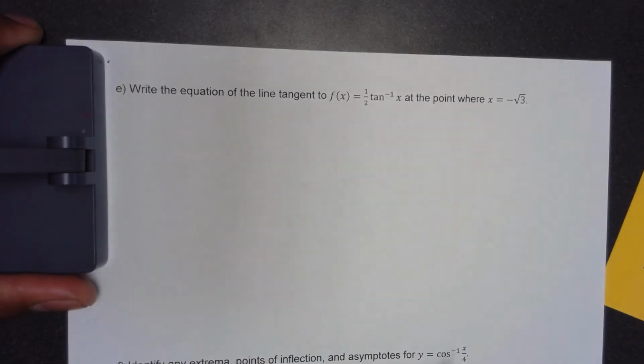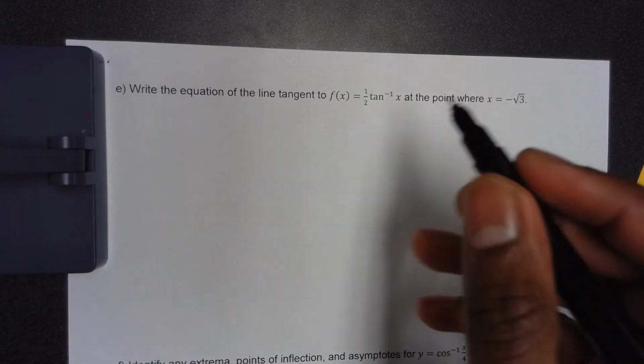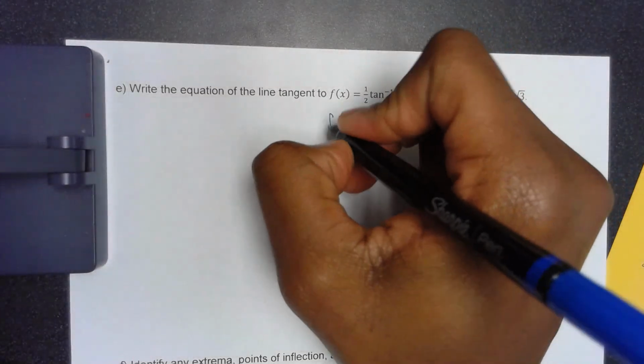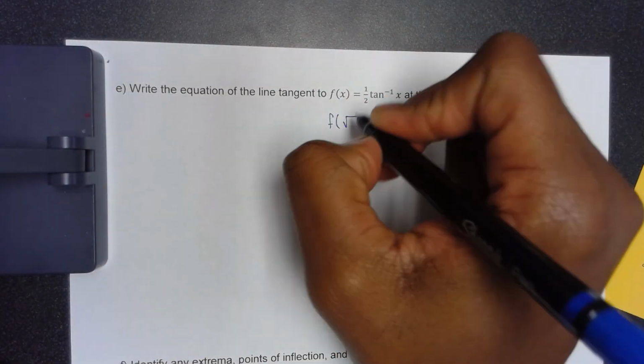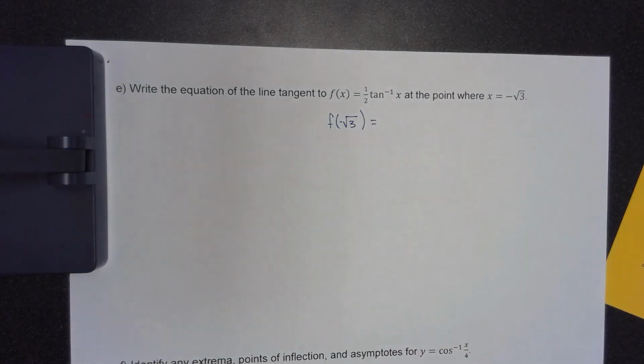Letter E. Write the equation of the tangent line to f of x equals 1/2 tangent inverse x at the point where x equals negative square root 3. So as usual, the first thing we need to write the equation of a tangent line is the point, and subsequently we need the slope. F of negative square root 3 is, so where is tangent negative 1?